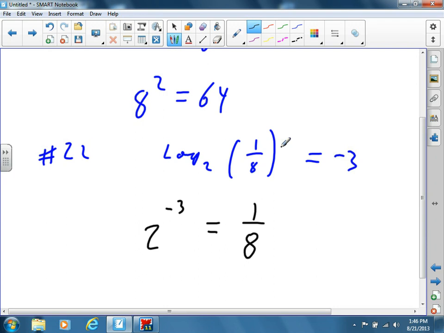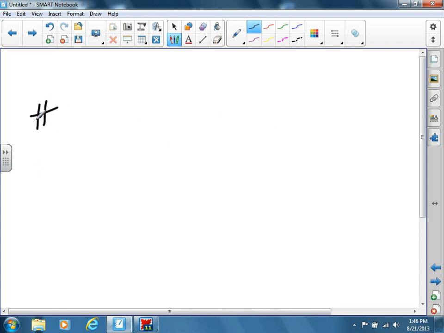All right, so now we're going to do a graph. Number 28. Y is equal to log base 5.